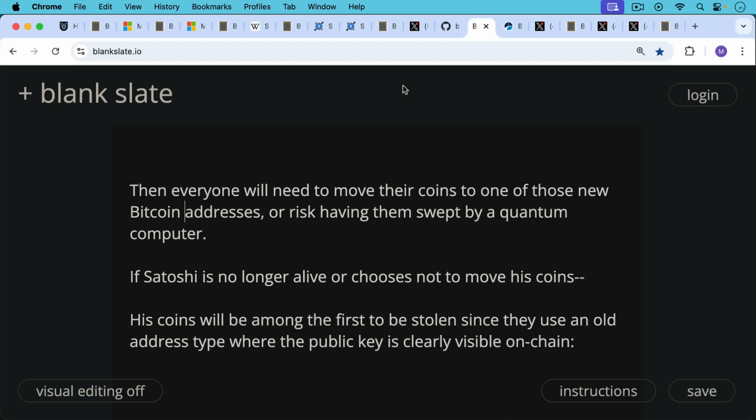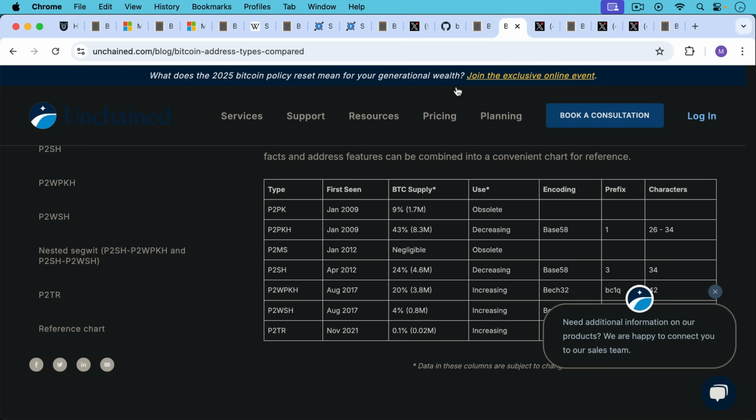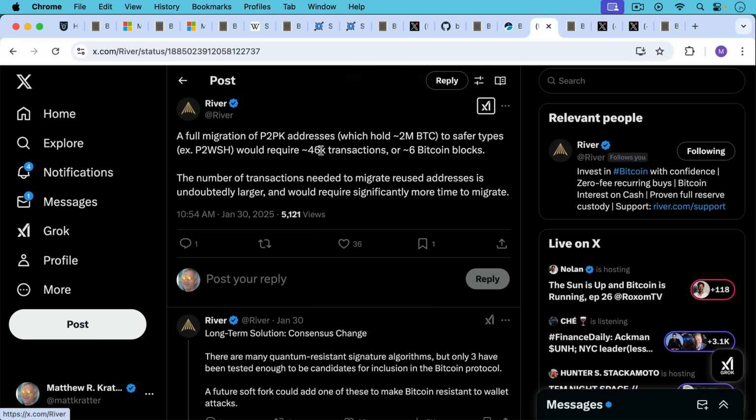since these coins use an early address type where the public key is clearly visible on chain. It hasn't been hashed. This is what's called P2PK, pay to public key Bitcoin addresses. And currently there are about 1.7 million coins in this address type, including about a million of those coins that are Satoshi's coins. As River points out here, a full migration of P2PK addresses, about 2 million Bitcoin addresses, to safer new address types would require about 46,000 transactions or only about 6 Bitcoin blocks.